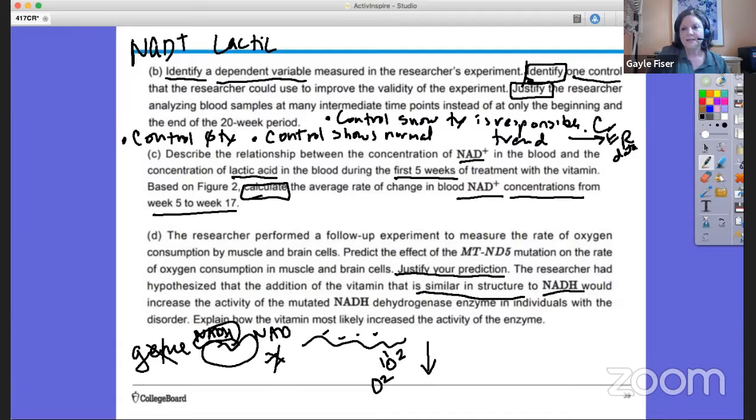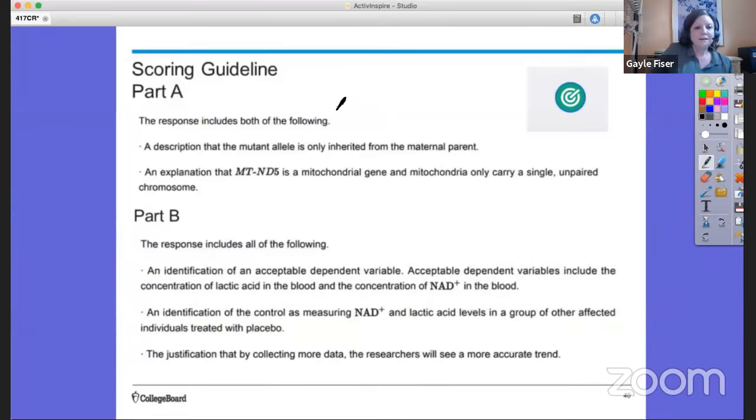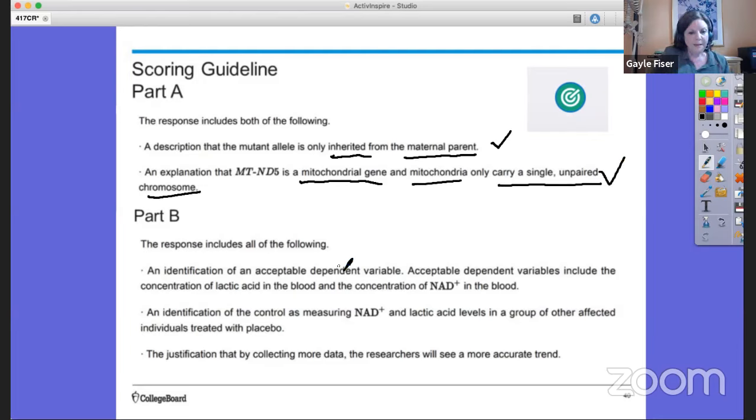Okay, so now let's look at the scoring guidelines. This is for A: a description that the mutant allele is only inherited from the maternal side. Did I get that point? Yes. And then it is a mitochondrial gene, and mitochondria only carry a single unpaired chromosome. Okay. And then on part B, an acceptable dependent variable. Acceptable dependent variables include the concentration of lactic acid in the blood and the concentration of NAD. We got those straight off of the dependent variable on the graph on the y-axis.